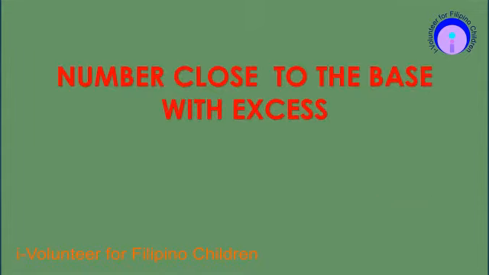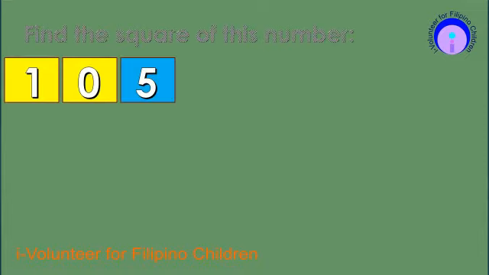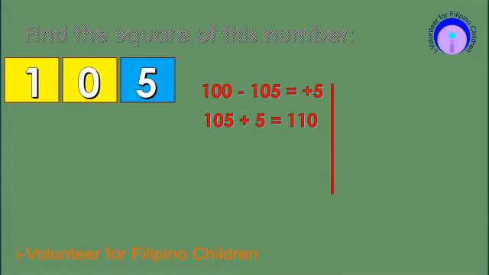Let's take another example. This time it has an excess of the base. 105 has an extra 5 units. The extra 5 will be added to 105 to make 110.